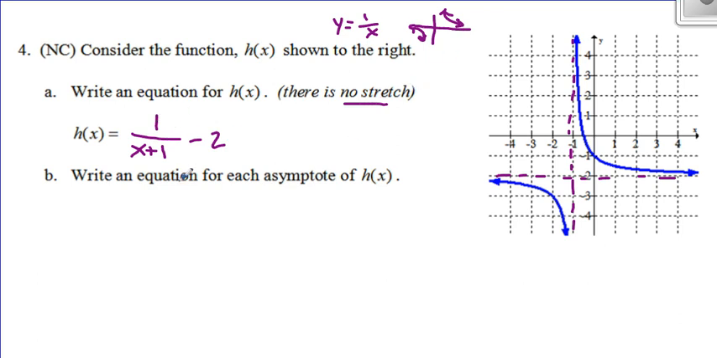I'm asked to write the equation for each asymptote. This vertical asymptote goes through x equals -1, so that is its equation. And this horizontal one goes through y equals -2, so that's its equation.